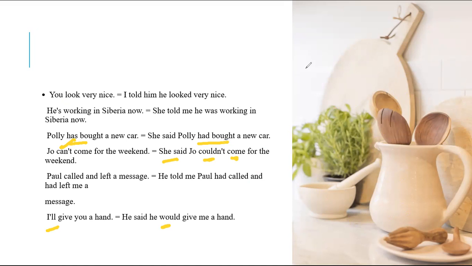Please keep one thing in mind: "should" remains "should," and "might" remains "might." So some modal verbs remain the same; they don't change. Okay, now let's go ahead.